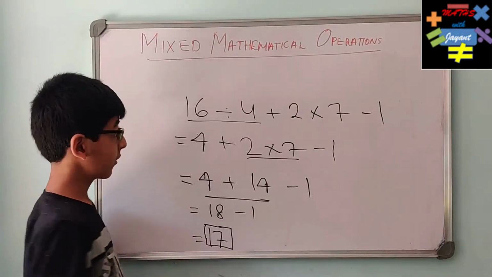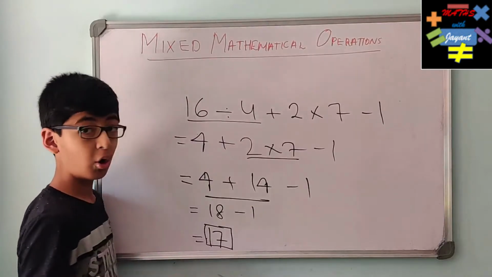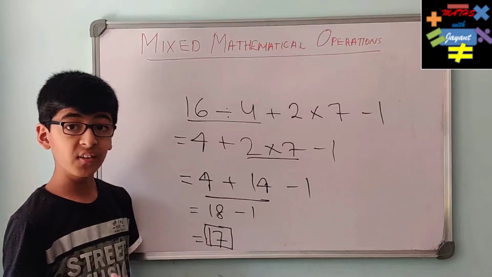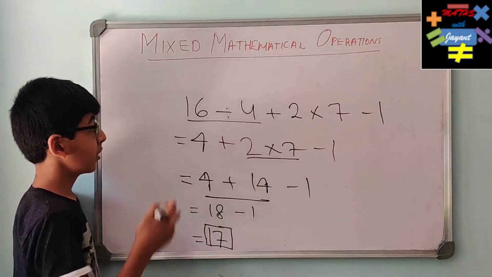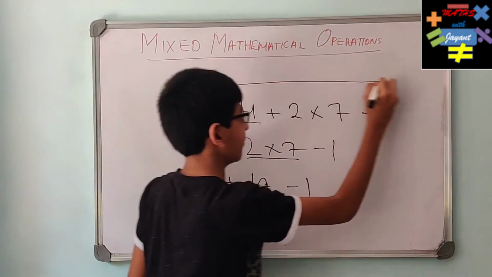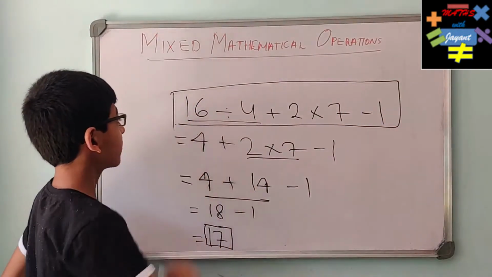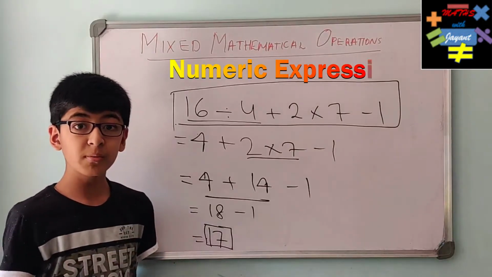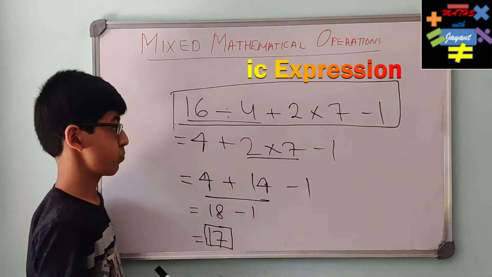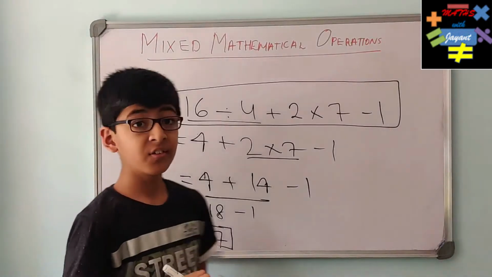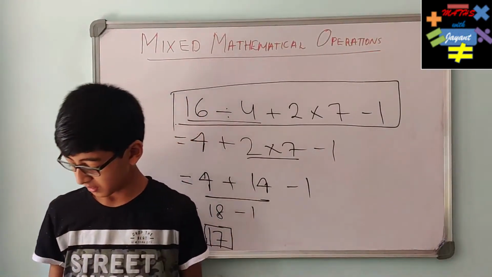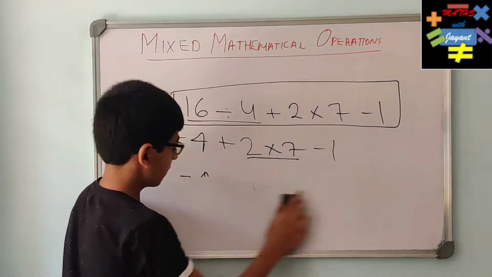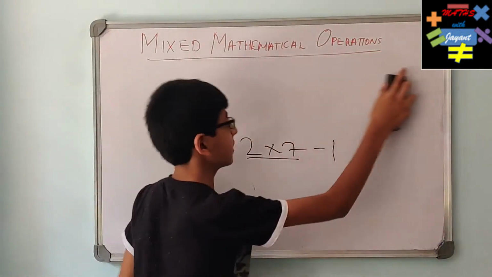Now let us learn about a small mathematical term called a numeric expression. What is a numeric expression? If there is a question that has more than one operation, this is called a numeric expression. Now let us learn about something that has a tricky thing. Over here you are going to see how you can be tricked.